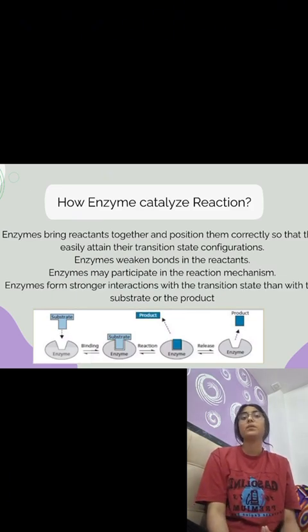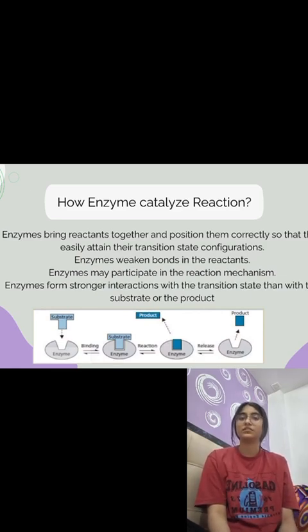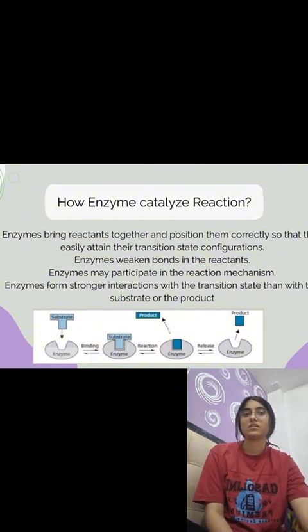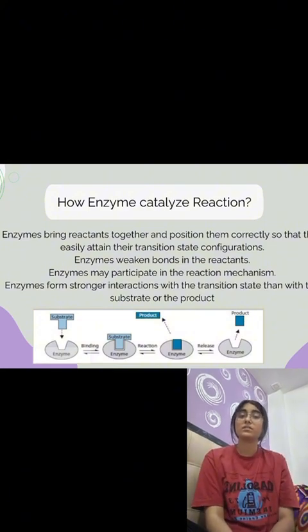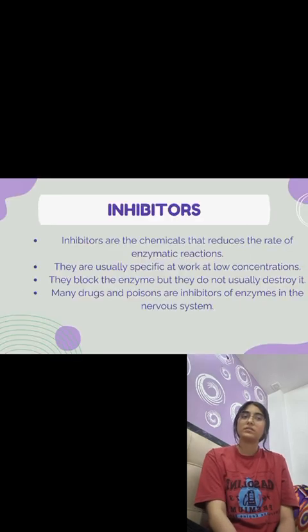Basically, an enzyme provides an alternative path for a reaction by lowering its activation energy so that the reaction completes easily and fast. Now we are discussing what inhibitors are.